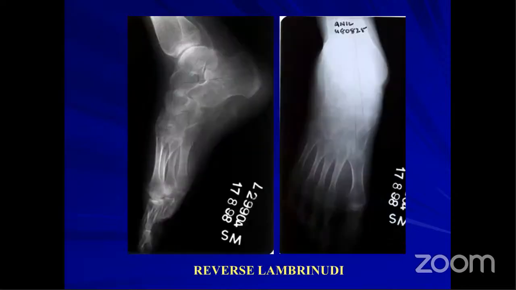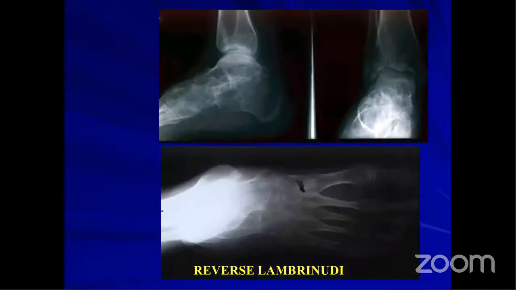You don't want that. Reverse Lambrinudi is done in a calcaneus foot. Again, what is the difference? The difference is you take out the wedge not from the head and neck, but from the back of the calcaneum and the talus. And that's the reverse Lambrinudi. You reduce the degree of calcaneus.